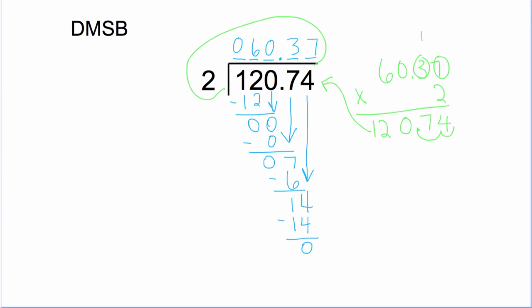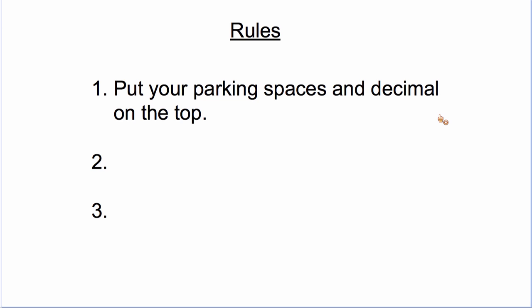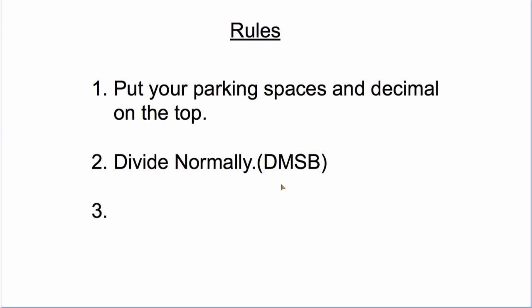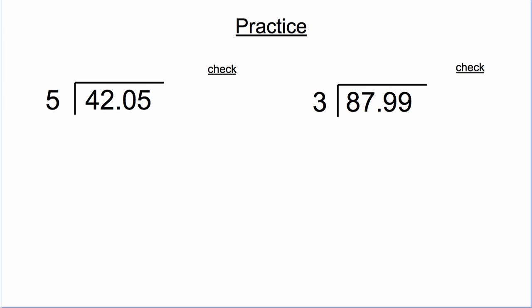Let's go ahead and review the rules and then we'll get to some practice. The rules for dividing decimals are pretty easy. Number 1, put your parking spaces and decimal on the top. The only real difference here is to make sure you have that decimal on the top. Number 2, divide normally. Divide, multiply, subtract, bring down. And finally, check your work with multiplication. Let's go ahead and do some practice.